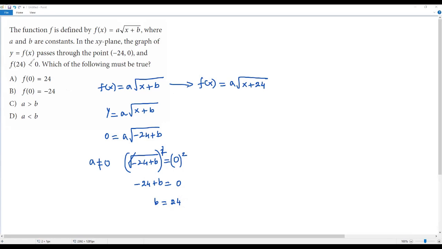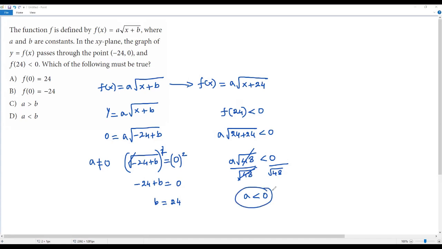Okay, now let's consider the other information we have in the question, that is f of 24 is less than 0. This is the expression we have for f of x. Now to get f of 24, we have to plug in this 24 for x. Then we get a times the square root of 24 plus 24 less than 0. So a times the square root of 48 less than 0. Let's divide both sides by square root of 48. The square root of 48 cancels out. We get a on the left side less than 0, since 0 divided by anything is 0. Here I get the result a is less than 0, that is a is negative.